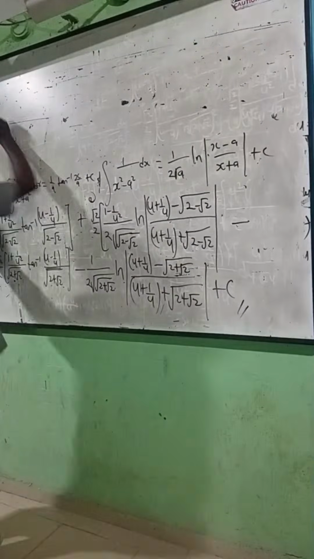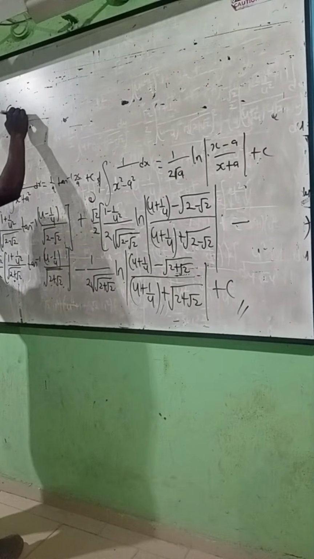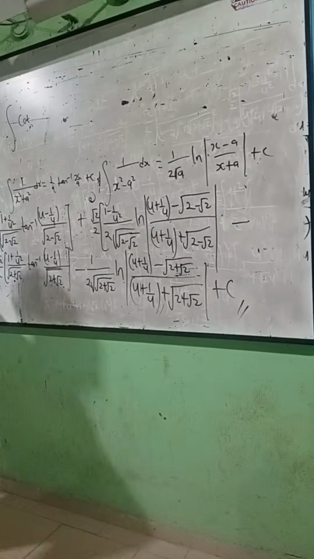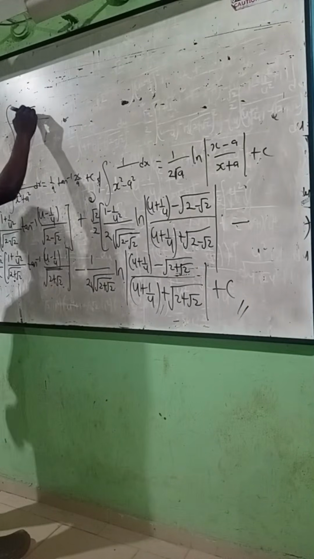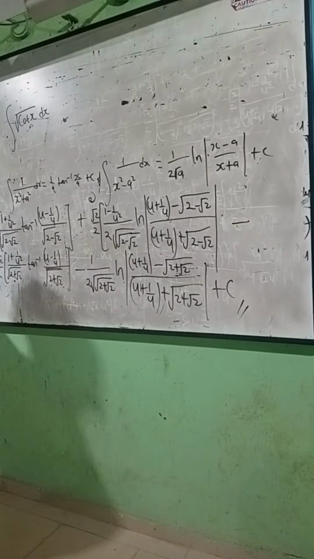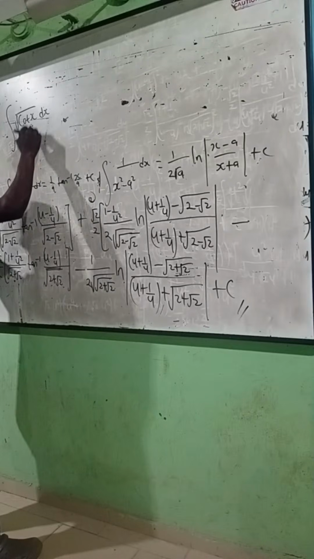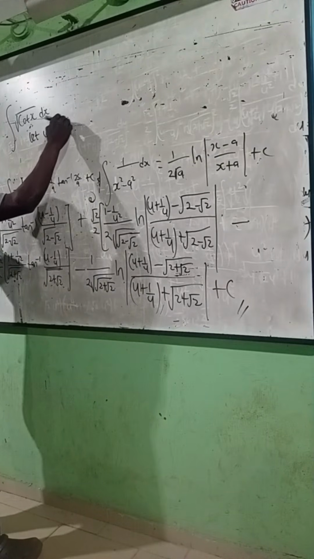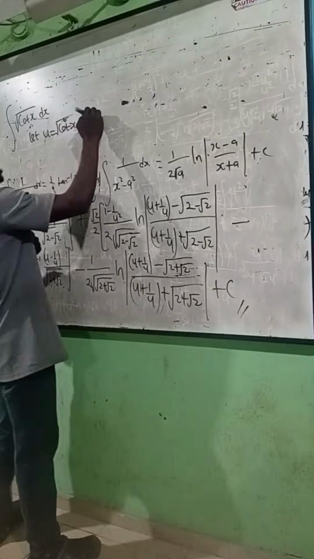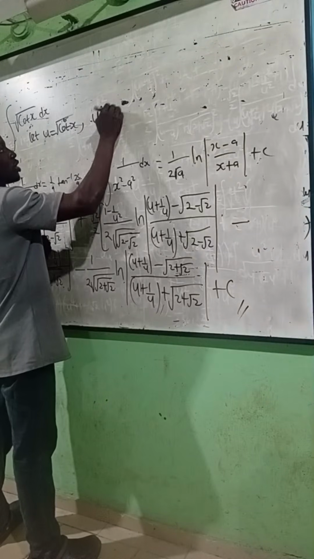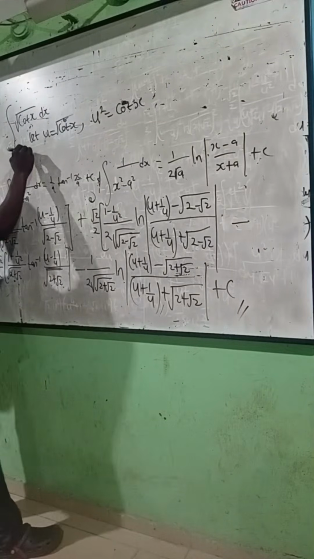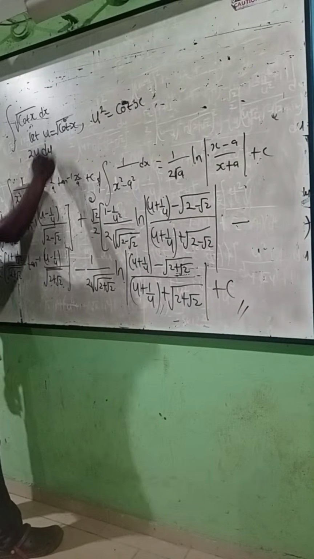Now, integral of, is it cot x or root cot x? Integral of root cot x dx, right? So let u be what? Root cot x, right? You say let u be root cot x, that means what? u square equals to what? Cot x, right? Let's differentiate u square. So 2u du, isn't it?